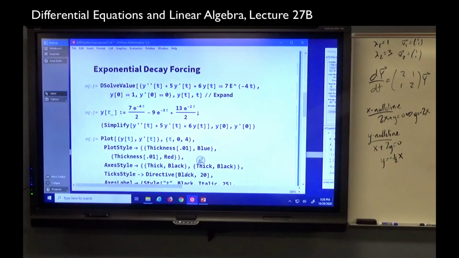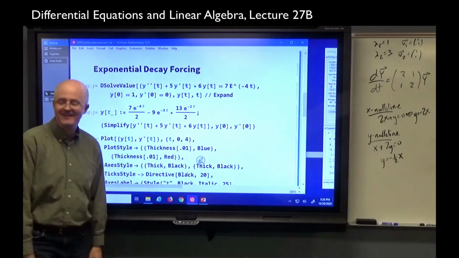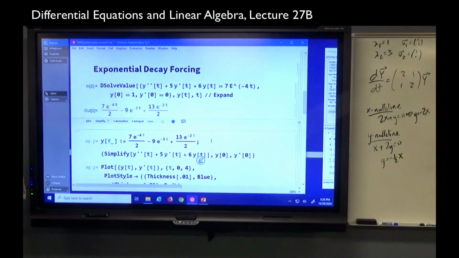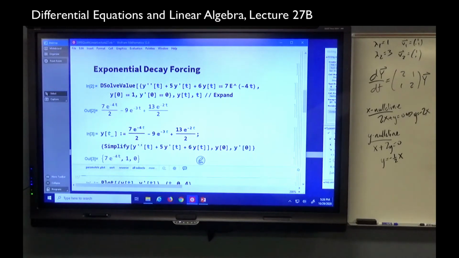I do want to go quickly through lecture 27A as well. If you didn't watch it, you may want to go back and watch it here. We solved the second order forced harmonic oscillator equation at the start of lecture 27A where the right-hand side forcing function was 7e to the negative 4t. This confirms we get the same answer. That is the same answer we got. We can also confirm it this way. When we plug it into the left-hand side linear operator, we get 7e to the negative 4t. And the initial conditions are satisfied.